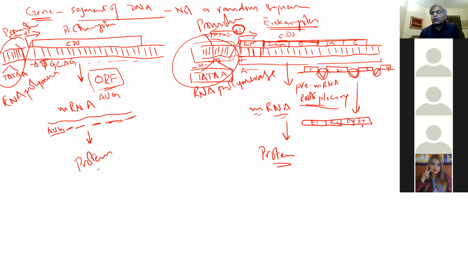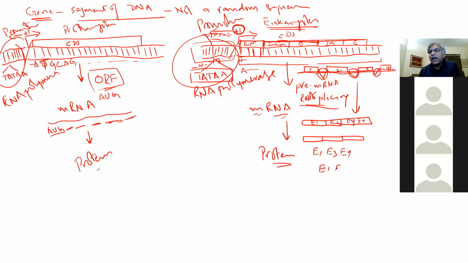Now, Minahil asked if from the same DNA we can have different products. Was that the question, Minahil? Yes. And yes, we call that alternate splicing. Alternate splicing will be E1, E2, and then E3 is missing and E4 is there. That will be from the same pre-messenger RNA, you have a different message and a different protein will be made. You may have E1, exon 3, exon 4, or maybe E1 and E4 only.